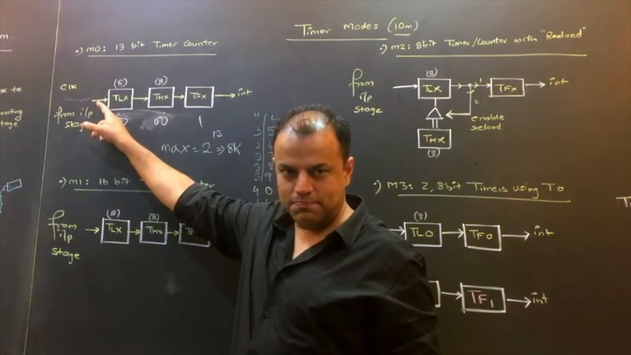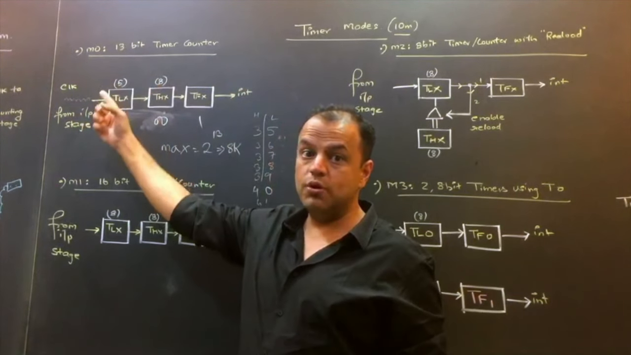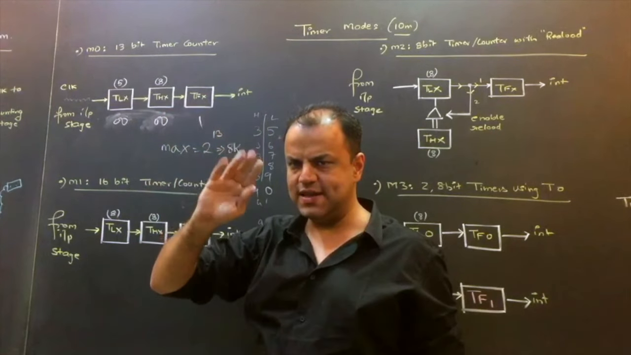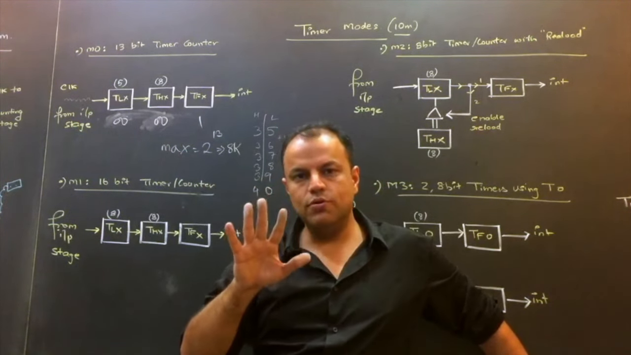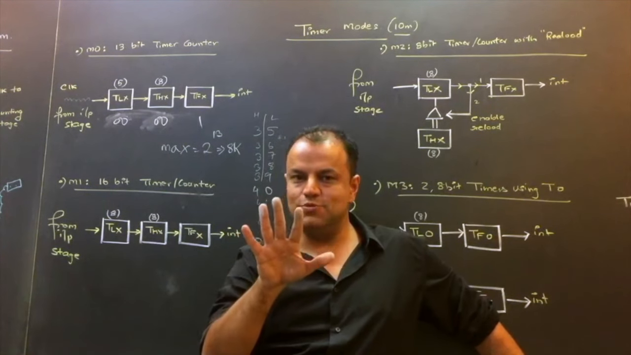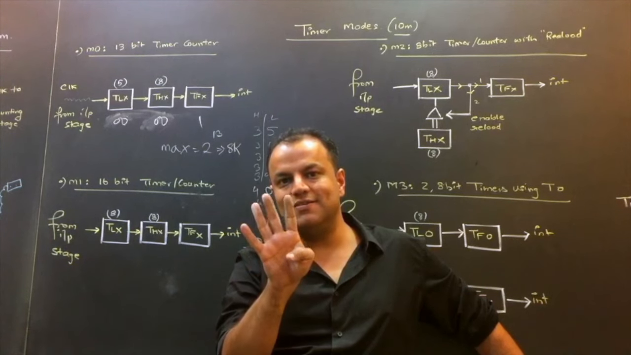On every clock pulse, the lower byte increments. When the lower byte overflows, the higher byte increments. You understand that? If the lower byte is used only as 5 bits, that means it will overflow after 2 raised to 5 pulses. You understand, right? 5 bits means it will overflow after 1, 1, 1, 1, 1. 1, 1, 1, 1, 1 is 31.